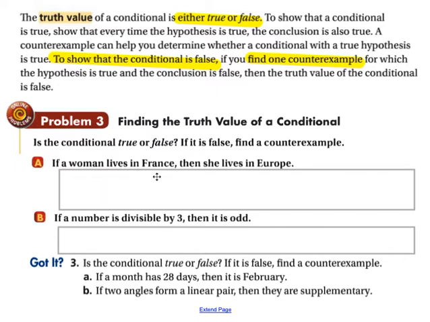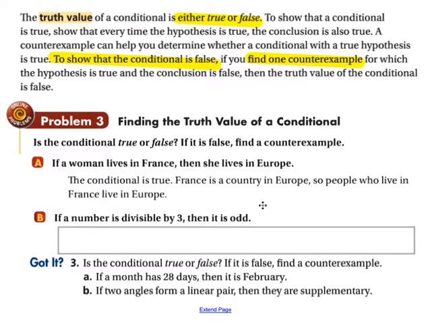If a woman lives in France, then she lives in Europe. Well, what do you think? What's the relationship between France and Europe? Well, we know France is a country in Europe, so anyone who lives in France also lives in Europe, so that is true. How about example B?